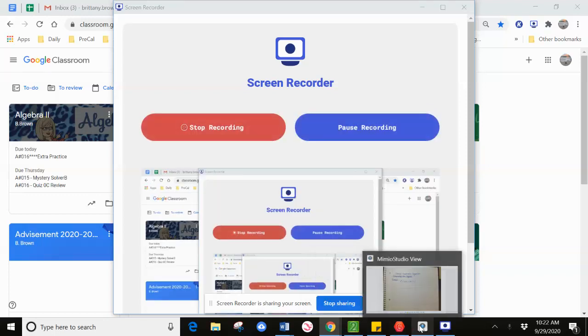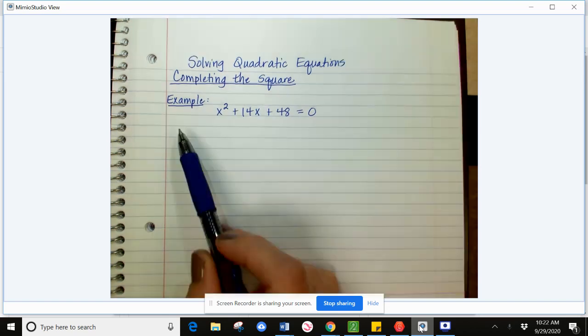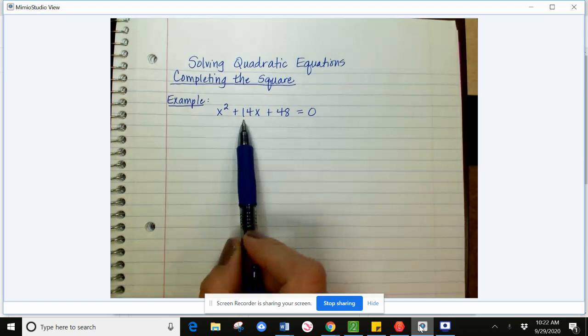Hey y'all, I am here to do a couple of completing the square questions with you. I'm going to start by doing an example, and then I'm going to pause the video and give you a chance to work one out, and then show you what the answer should be, and maybe we'll do that with two.